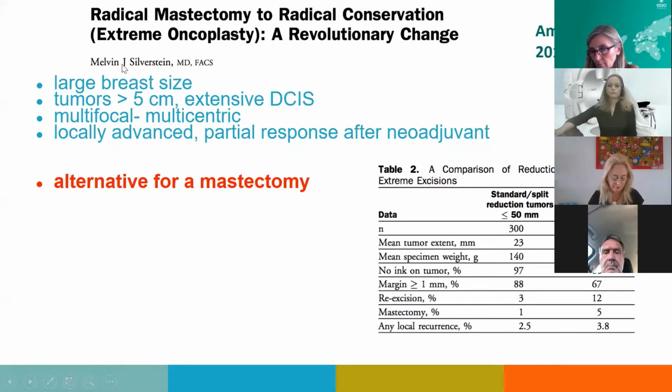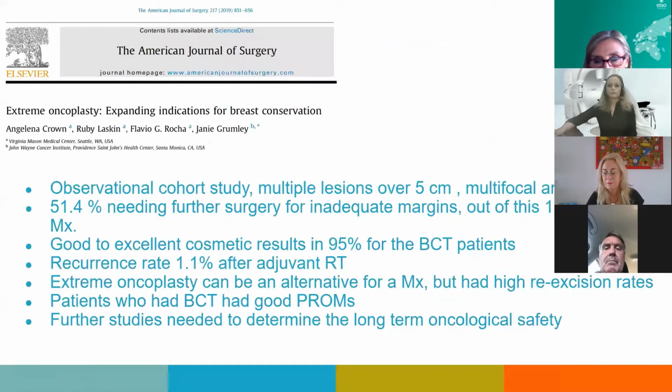And as you can see, one of the fathers of oncoplasty, Mel Silverstein, published his extreme oncoplasty data on a relatively low number of patients, as you can see in this study, 105 patients with more than 5 centimeters excisions. Their local recurrence rates are relatively low. And they also showed a re-excision rate of 12% for extreme oncoplasty and the conversion to mastectomy of 5%.